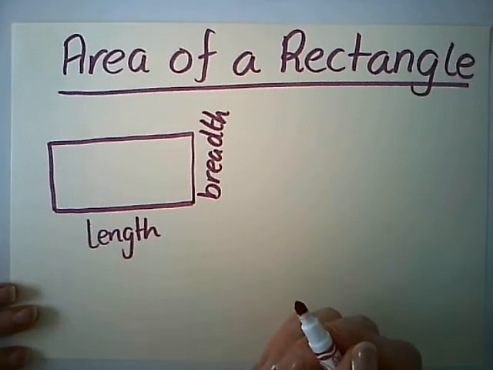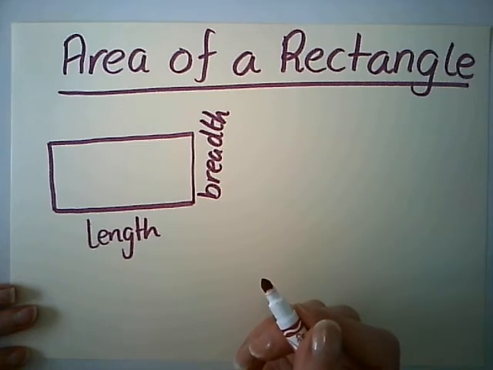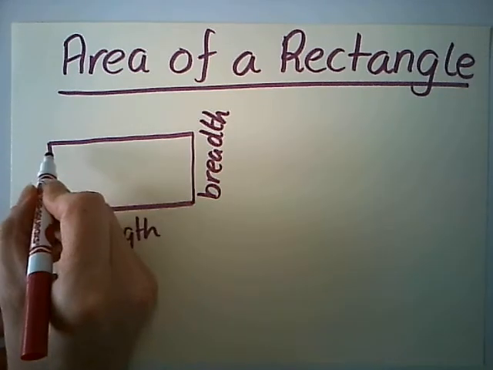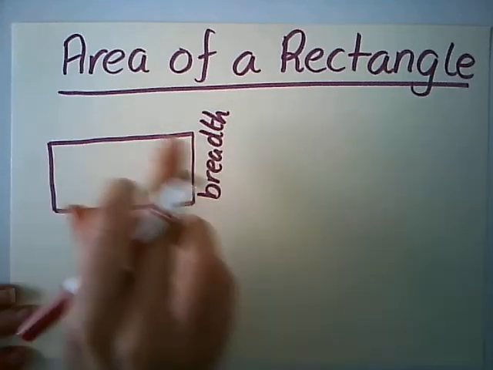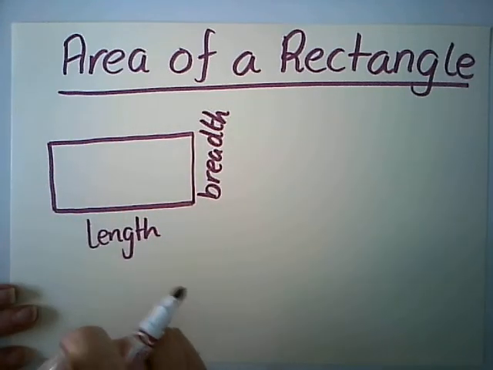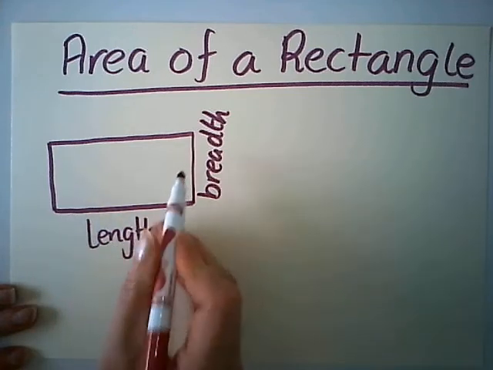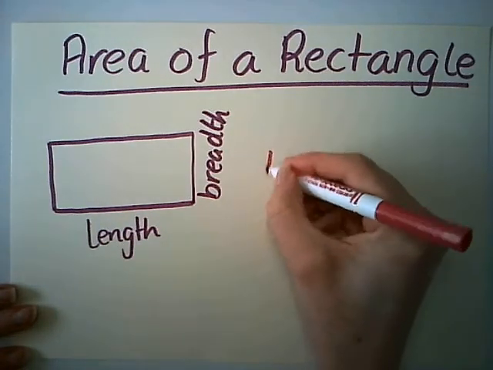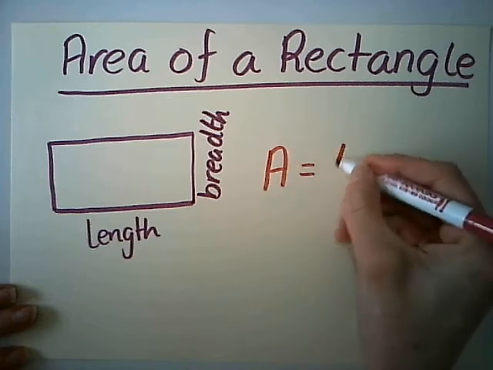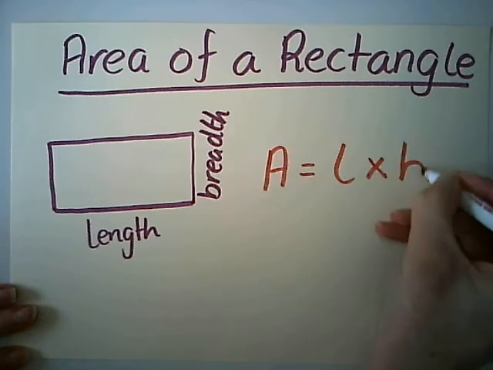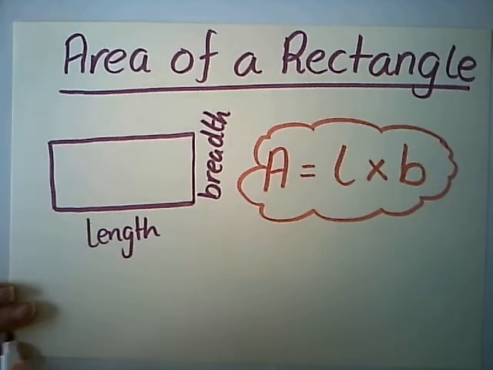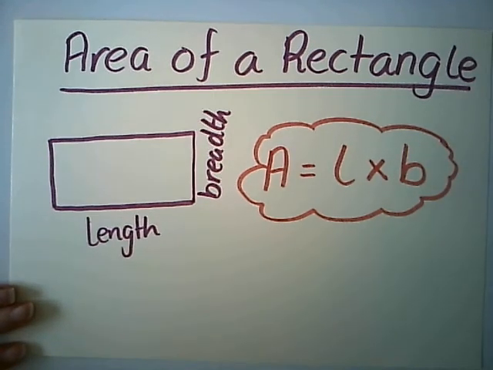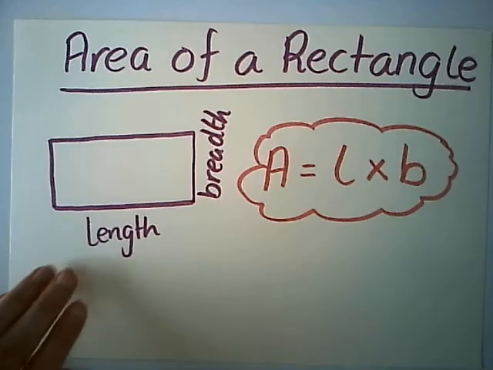So you can either find the area by counting squares, if you have 1 centimeter by 1 centimeter squares inside the shape. If not, we just multiply the length by the breadth. So the formula is length times breadth. And it's as easy as that, we just multiply the two together.